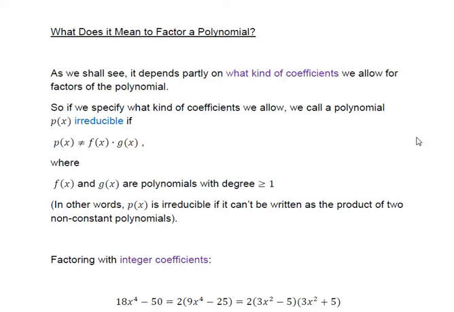Let's take a look at what it means to factor a polynomial. As we shall see, it depends partly on what kind of coefficients we allow for factors of the polynomial. So if we specify what kind of coefficients we allow, we call a polynomial irreducible if it can't be written as a product of two polynomials, each of degree greater than or equal to 1. In other words, a polynomial is irreducible if it can't be written as the product of two non-constant polynomials.